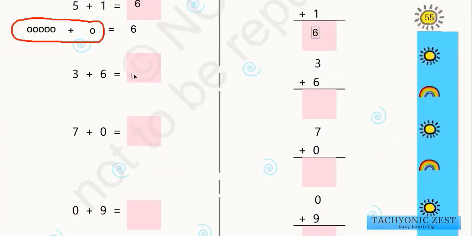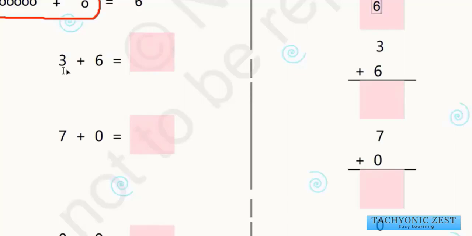3 plus 6 is equal to, so first there are 3 balls, then we are adding 6 more balls. So what is the total number of balls we get? Here we are adding 6 more balls: 1, 2, 3, 4, 5, 6. What is the total number of balls we are getting? Let us count everything in total. 1, 2, 3, 4, 5, 6, 7, 8, 9. So the final answer that we are getting is 9. So the answer to this question is 9.